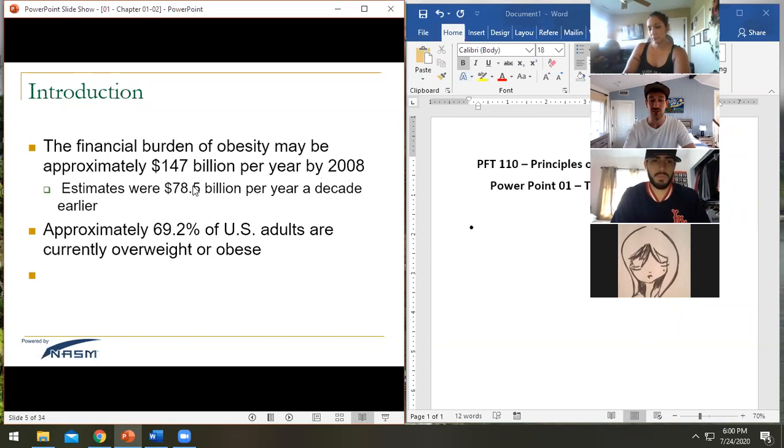That's a huge difference, right? That's doubled in just 10 years. And now we're even further beyond that. So we're seeing that approximately 69% of the U.S. population is currently overweight or obese.